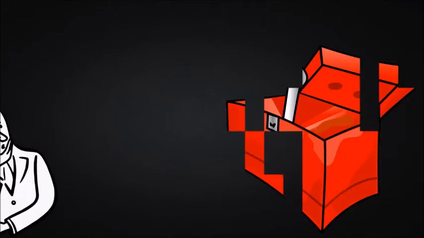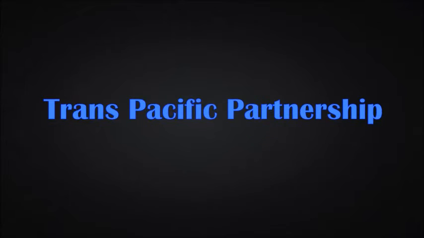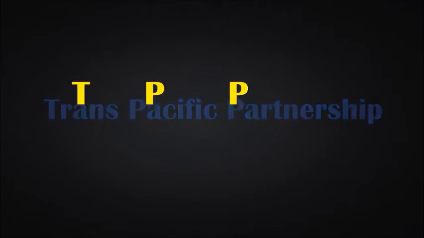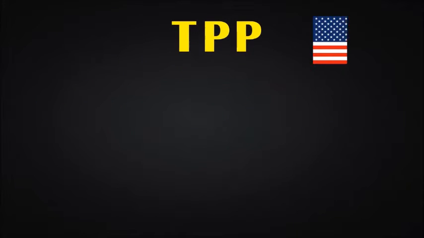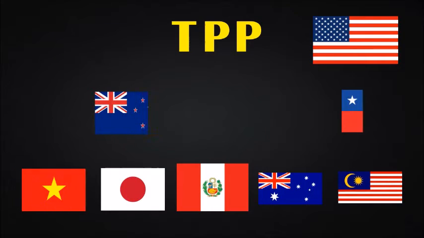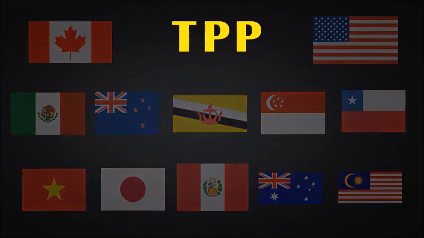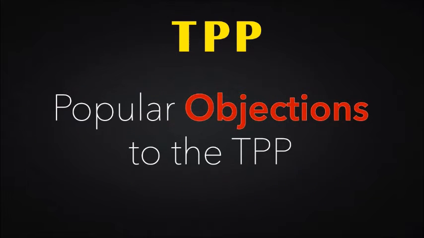You may be thinking at this point that protectionism is just another tool for corrupt corporations and politicians to engage in crony capitalism. But once again, it's just not that simple. Let's discuss the Trans-Pacific Partnership Agreement. The 12 countries involved in the TPP include the US, Japan, Australia, Peru, Malaysia, Vietnam, New Zealand, Chile, Singapore, Canada, Mexico, and Brunei. Some of the major objections to the TPP include the following.